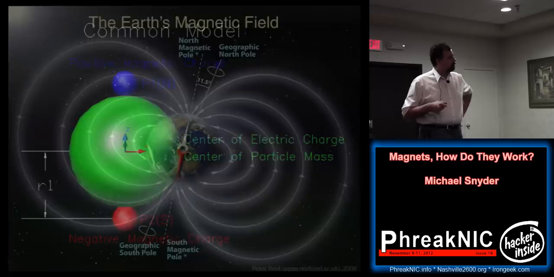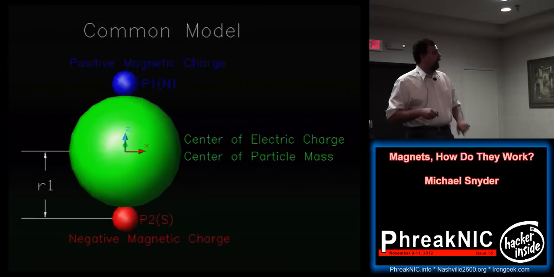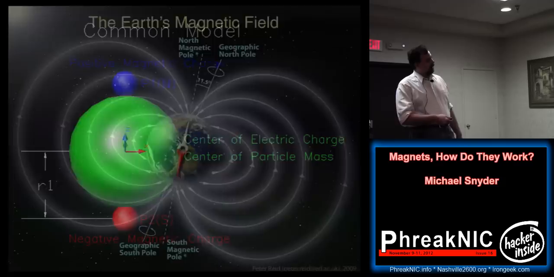Later on in the presentation, I'm going to be doing some modeling, and this is the model I use. I have a North Pole, I have a South Pole, I have a center of mass. So that looks just like the Earth. There's no accident here. That's basically where this model comes from.